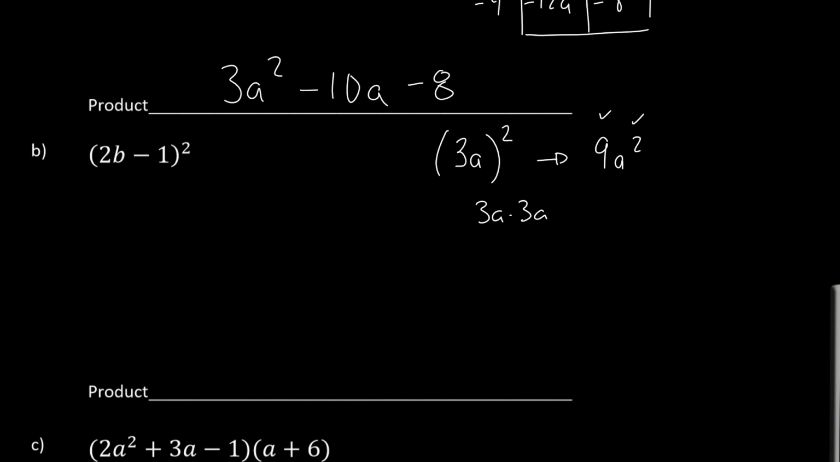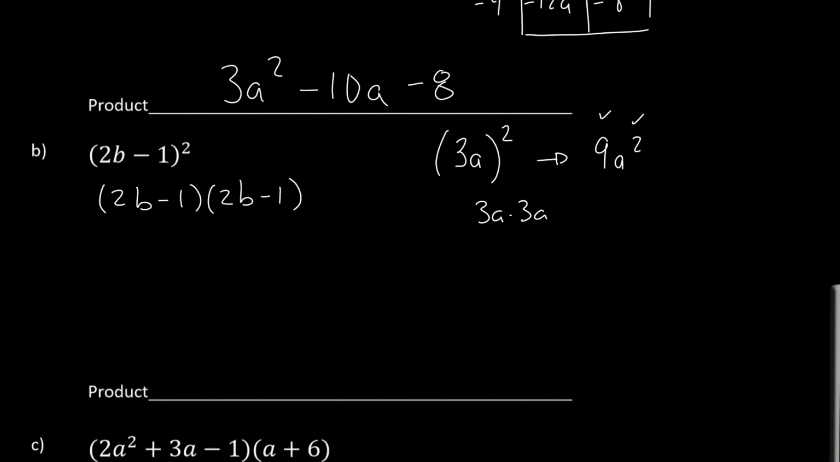So what happens is you look at that, and many of you are overgeneralizing this and saying, hey, I'm squaring 2b, which is going to be 4b squared, and I'm squaring negative 1, which is plus 1. The problem with that is that that's not what you get when you square this binomial, right? To square a binomial means to multiply it exactly by itself. Actually, to square anything means to multiply it by itself.